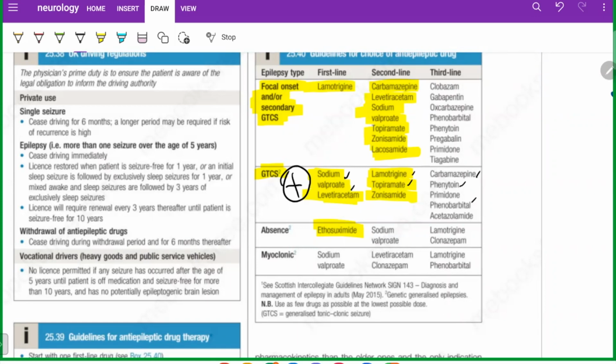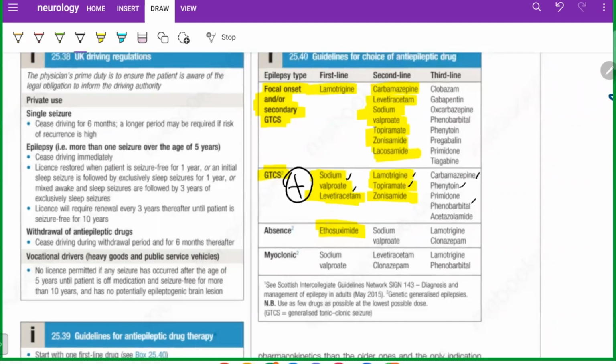So second thing is going to be what? For the absence seizures. Absence seizures, always remember ethosuximide is the drug of choice. Ethosuximide is the drug of choice. Okay, that is your absence seizure. Second line is going to be sodium valproate. Third line is going to be lamotrigine and clonazepam.